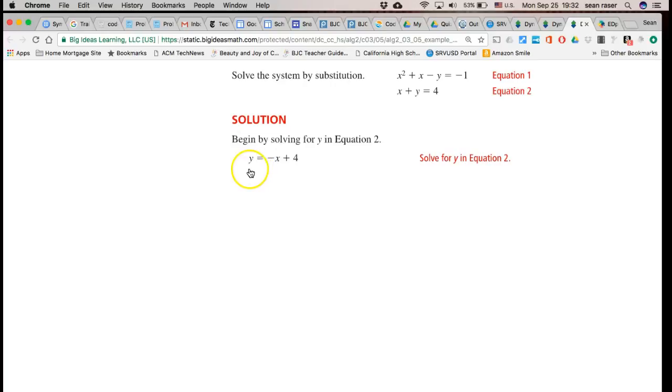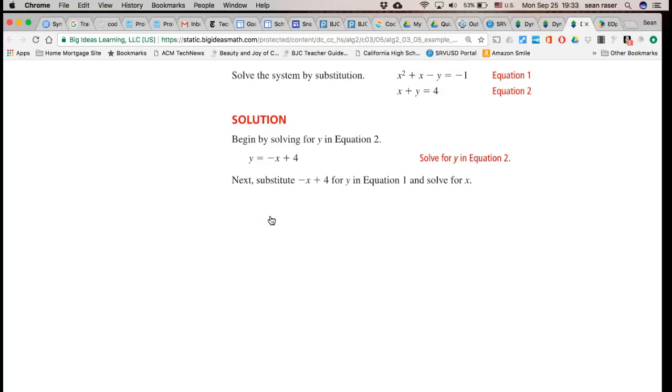Now we know that y and negative x plus 4 are equal to each other. That means they have the same value. They're exactly identical. That's what this equal sign tells us. So in equation 1, anywhere we have our y variable, we can take out that variable and replace it with negative x plus 4. That gives us a single equation that only has x's in it, which we can solve, one equation with one variable.